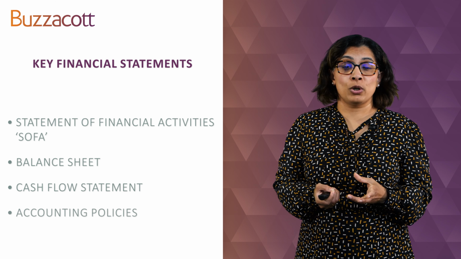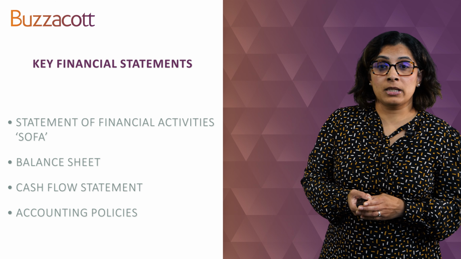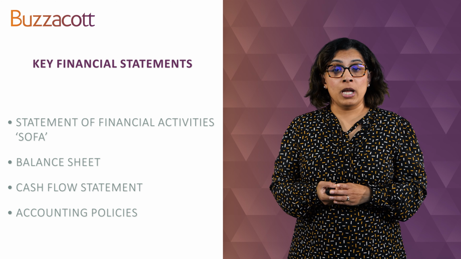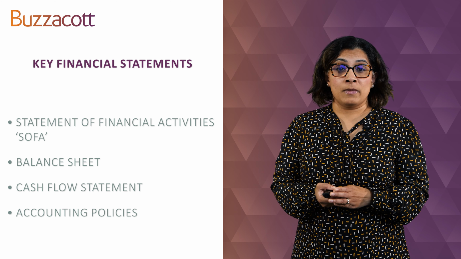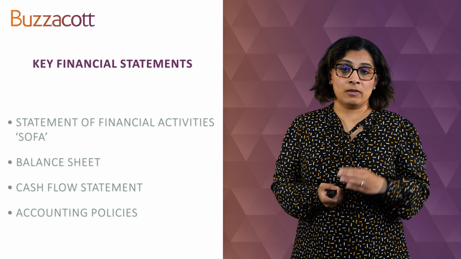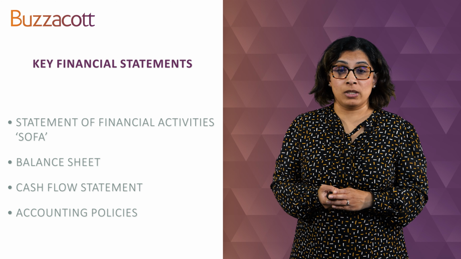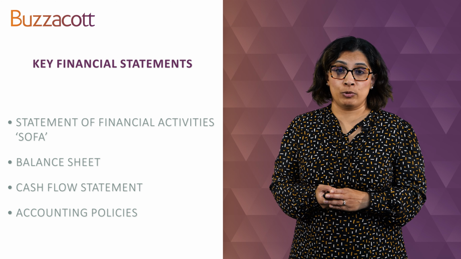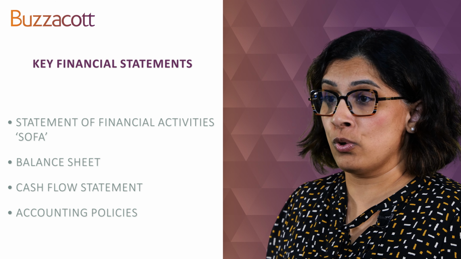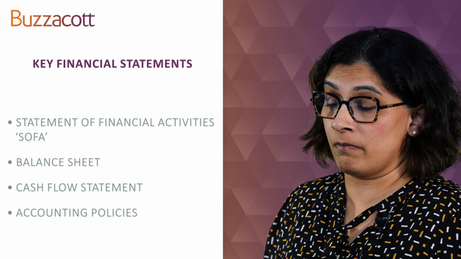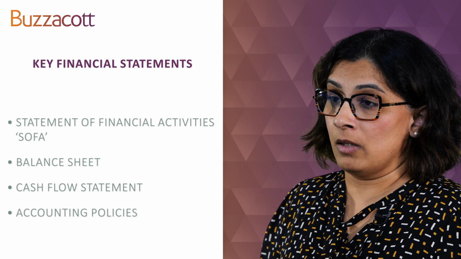You also have accounting policies. The accounting policies is usually 2 or 3 pages long, and it's summarised stating how each key area within the financial statements has been treated. What is the basis on which the accounts have been prepared? Later on, I will talk about 2 key bases which are really important for a charity reader to be aware of.